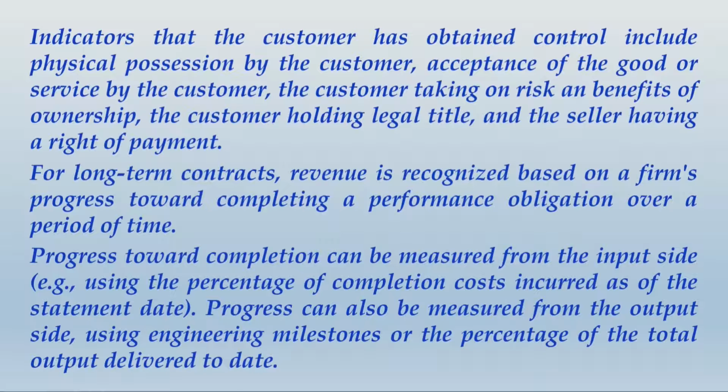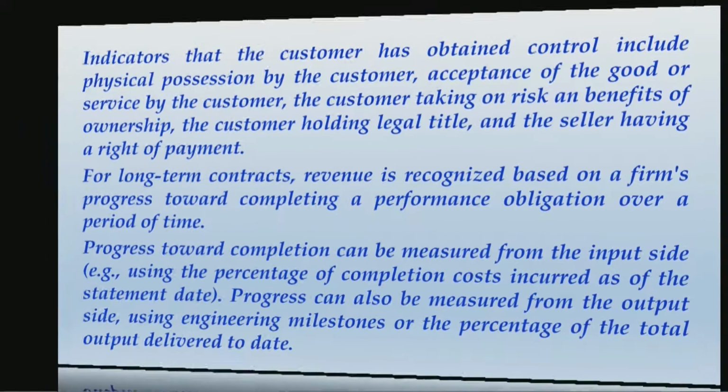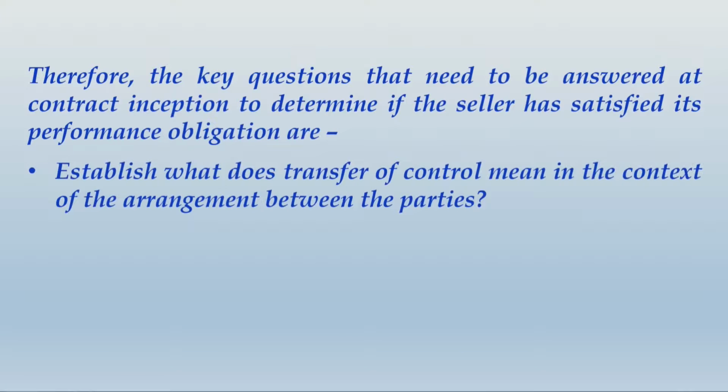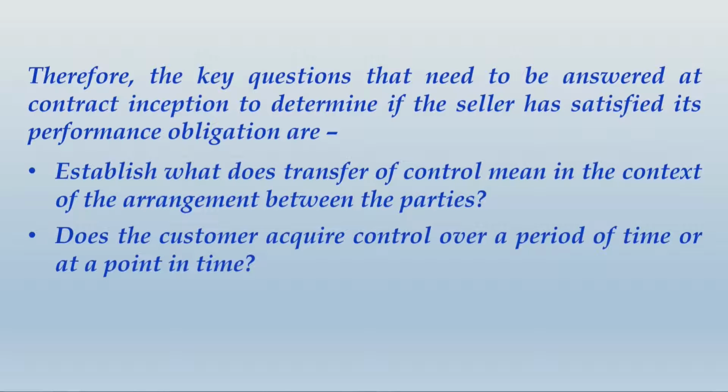Alright friends, once you have completed writing these points, let us move ahead and write further. Therefore, the key questions that need to be answered at contract inception to determine if the seller has satisfied its performance obligations are: establish what does transfer of control mean in the context of the arrangement between parties. Does the customer acquire control over a period of time or at a point of time?